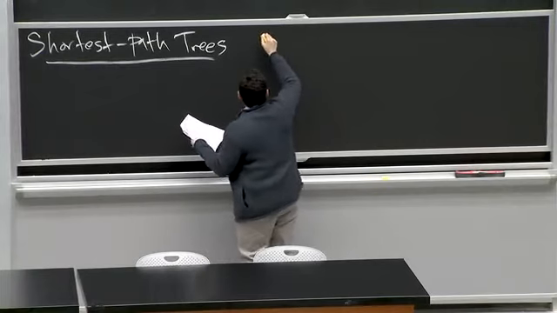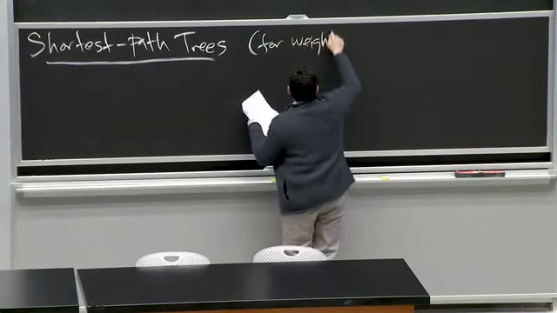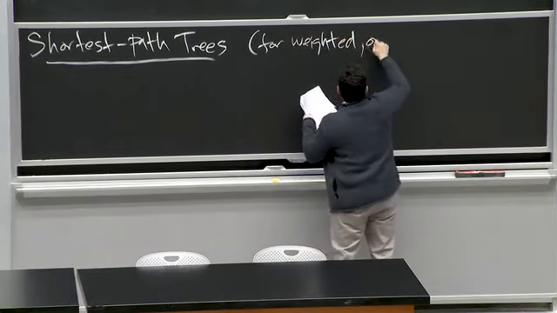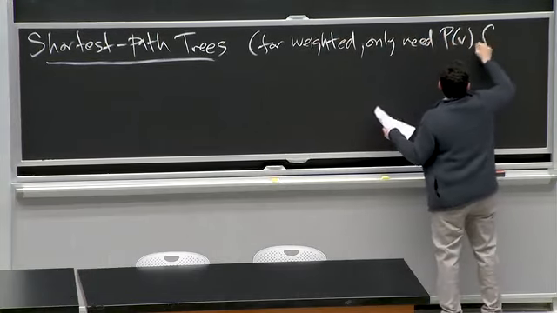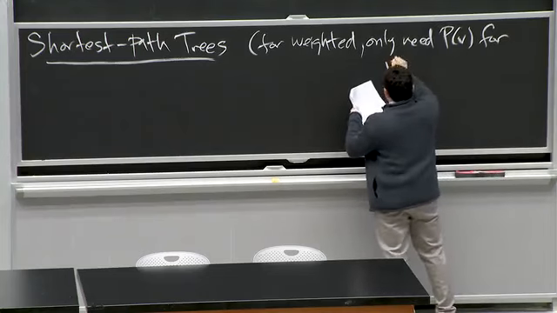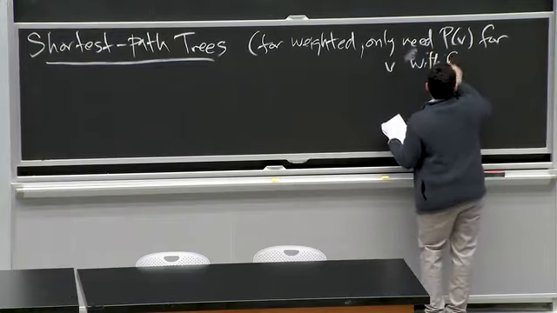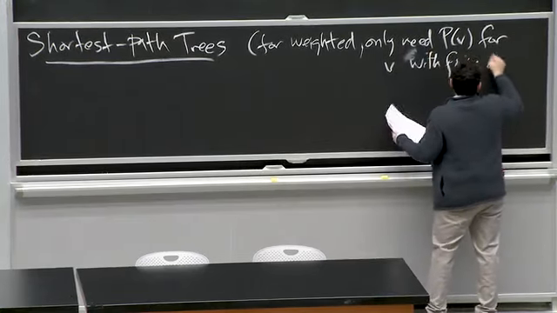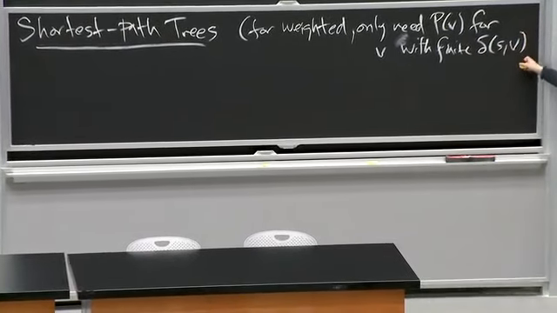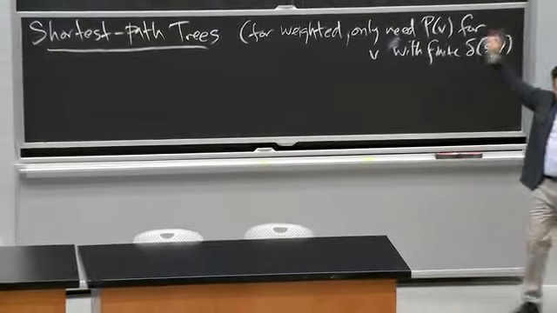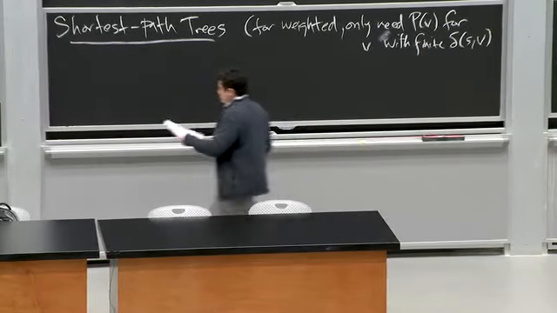For weighted, there's a caveat here I'm going to write down. For weighted shortest paths, we only need parent pointers for vertices v with finite shortest path distance. Okay? Only finite shortest path distance. We don't care about the infinite ones or the minus infinite ones, just the finite ones. Okay, so here's the algorithm.